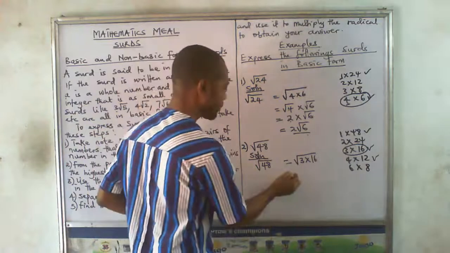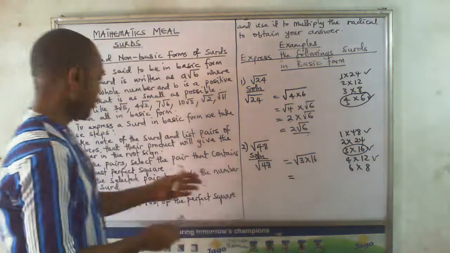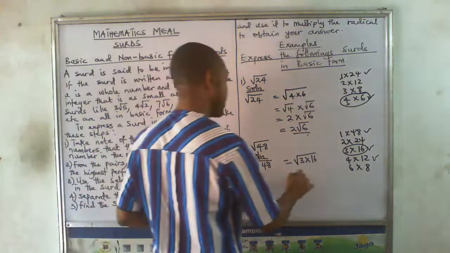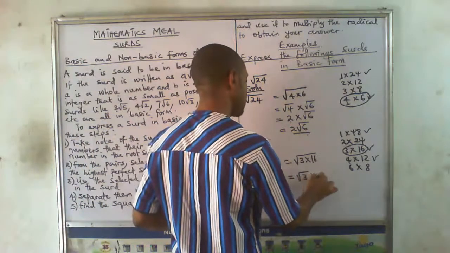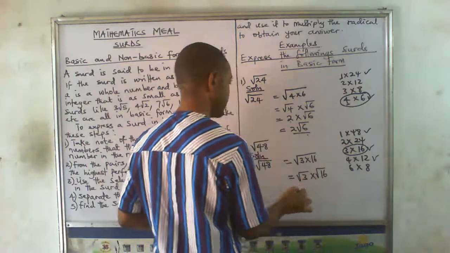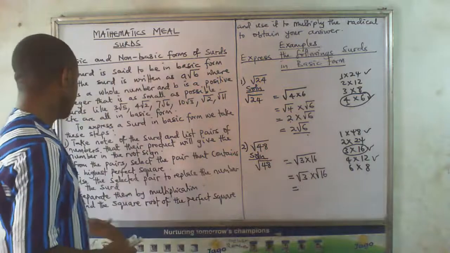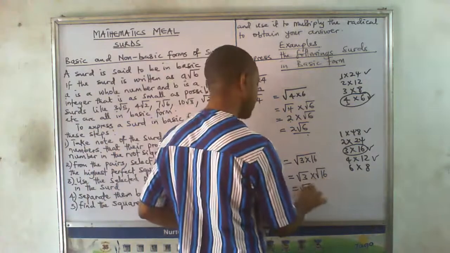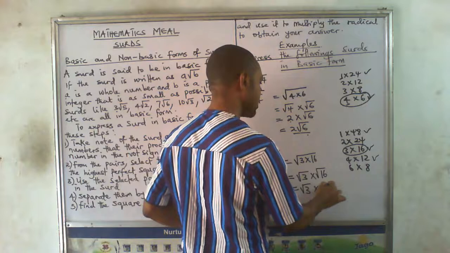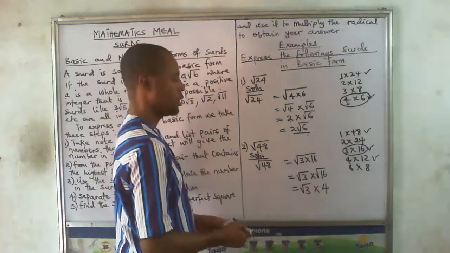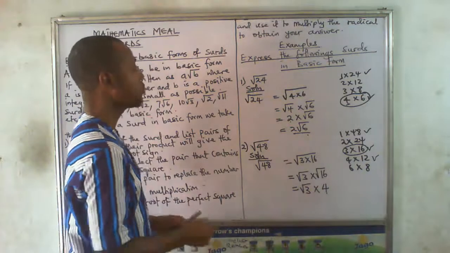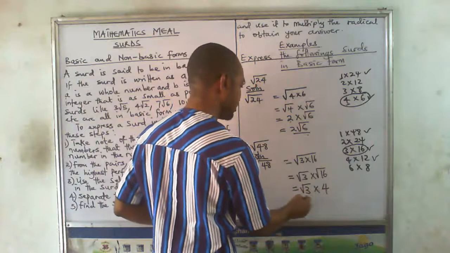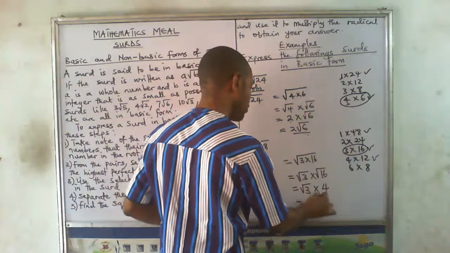So we have replaced that. Separate them by multiplication. We can write this as square root of 3 times square root of 16. Find the square root of the perfect square. So this is the perfect square, so I'll bring down this. Square root of 16 is what? 4. You now use that square root to multiply the radical. So this is the radical. Now 4 times this will give me 4 root 3.